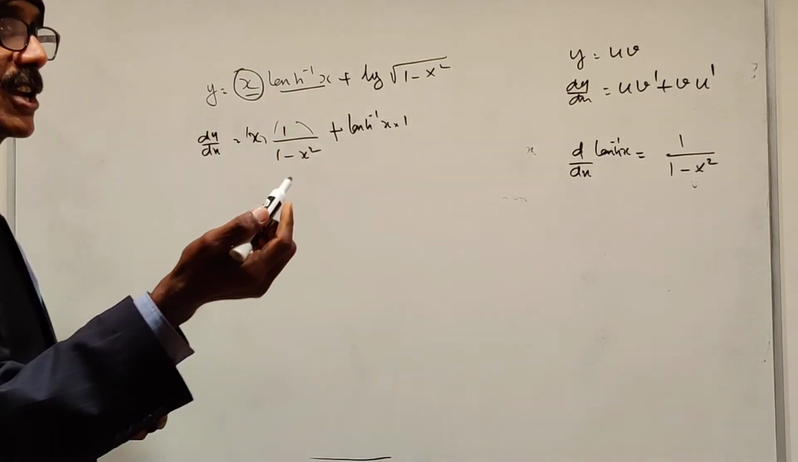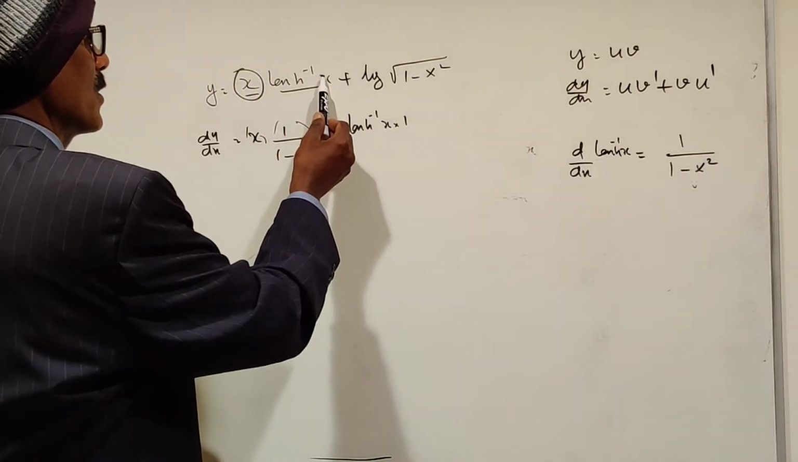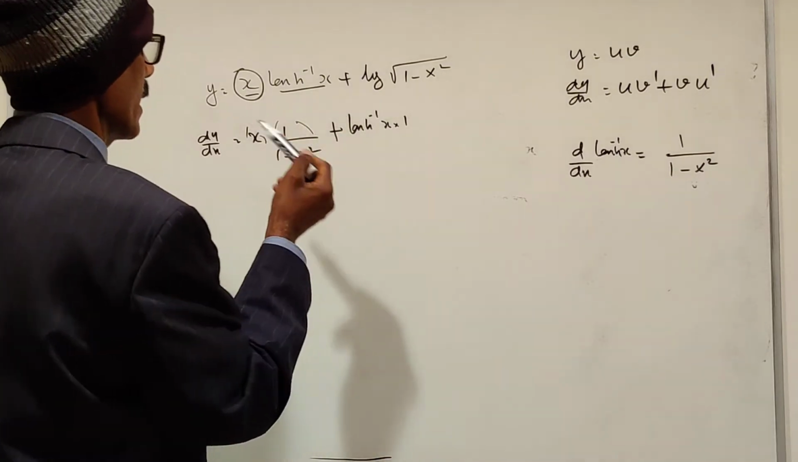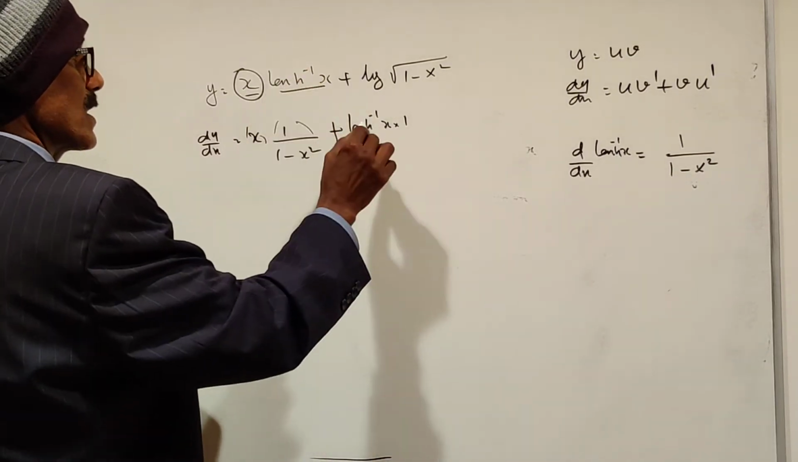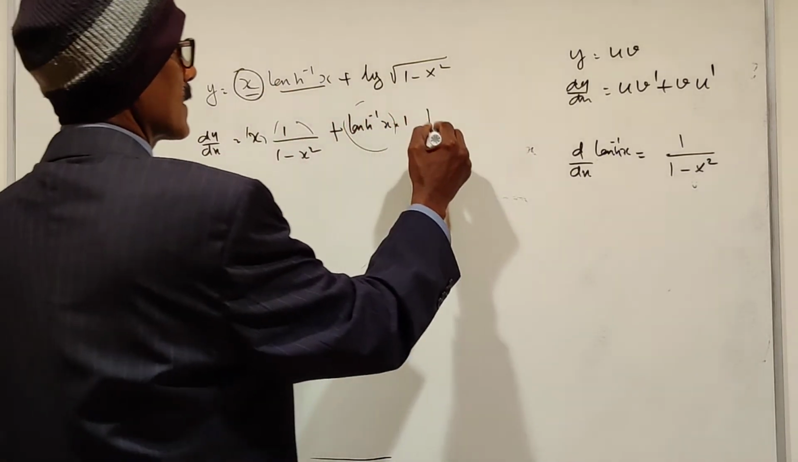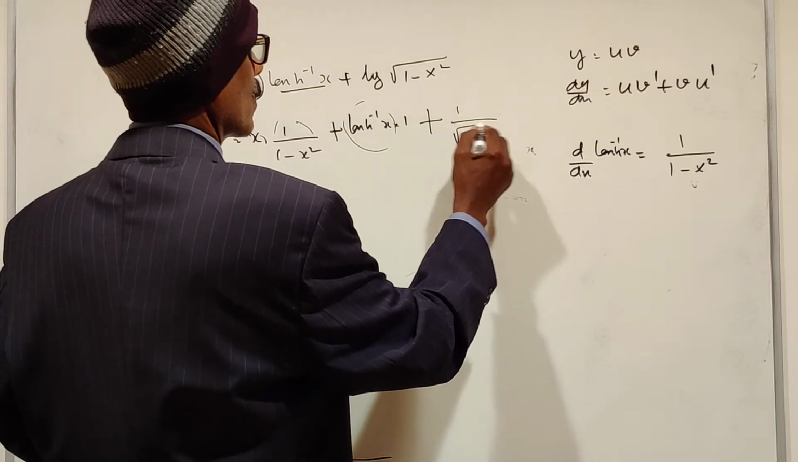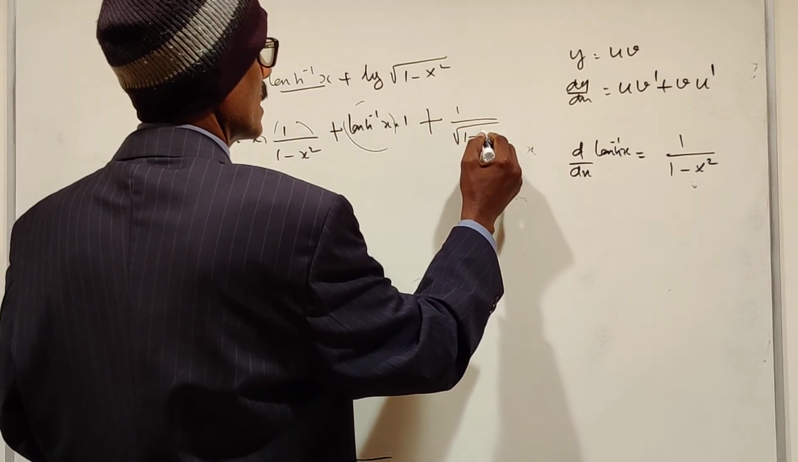You need to apply the chain rule actually. What is the derivative of x? 1. You don't need to write that. So the second function tan h inverse x into the derivative of x is 1. Then plus, what is the derivative of this? 1 by square root of 1 minus x square.